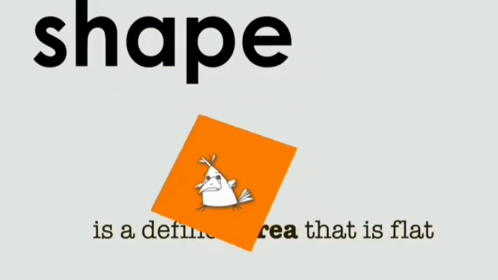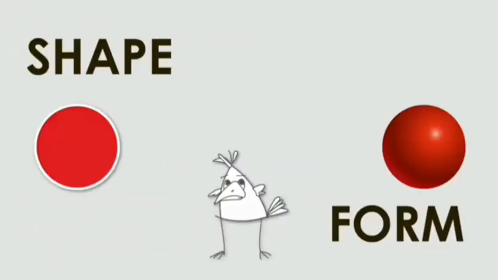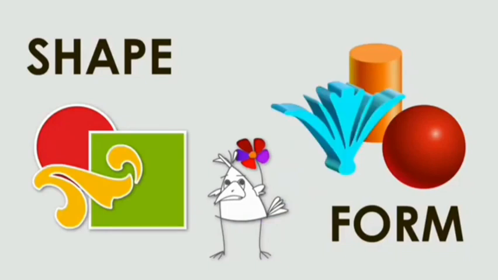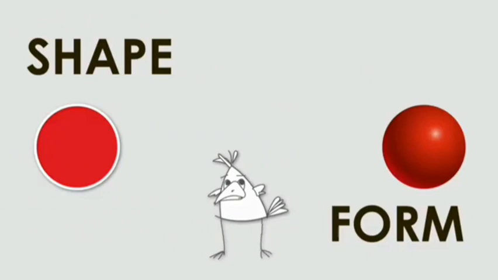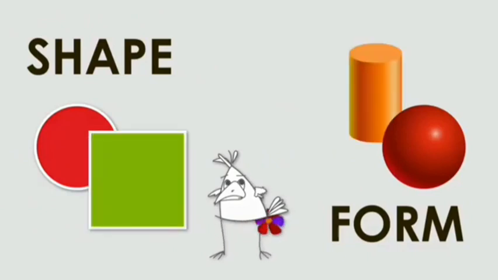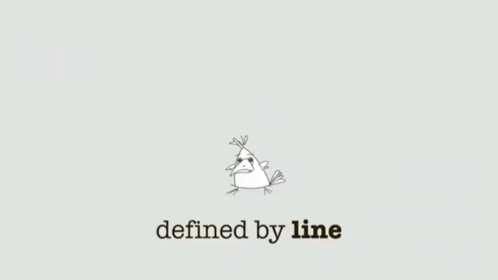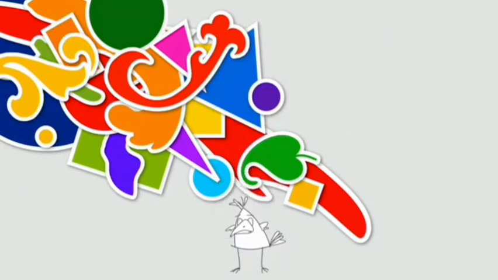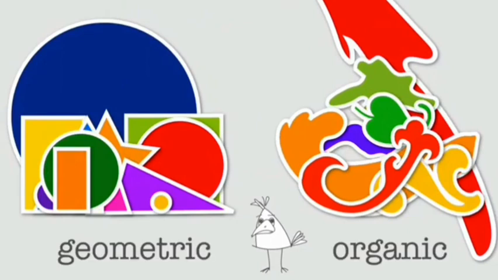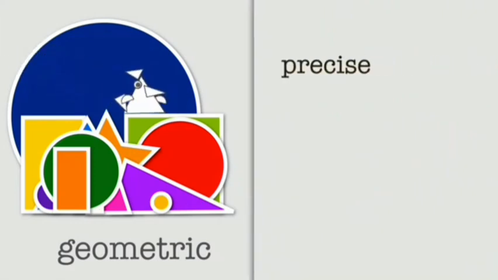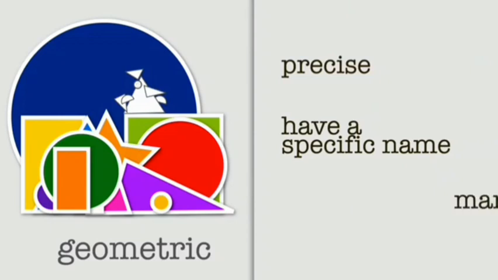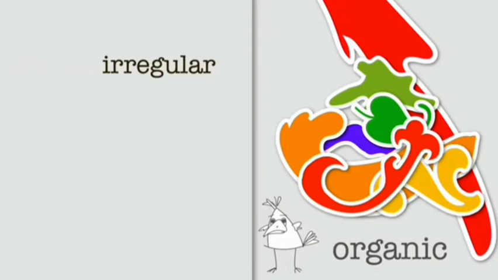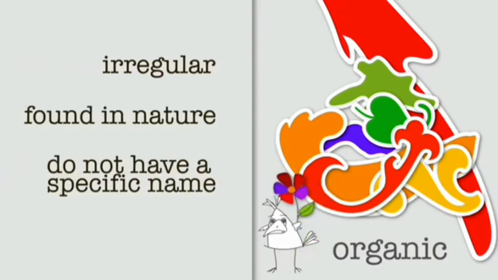Shape is simply a defined area that is flat and it is made up of edges. Examples of shapes include circle, square, rectangle, and so on. And examples of form include cuboid, cone, cylinder, and so on. We have two types of shapes, which are the geometric shape and organic shape. The geometric shapes are shapes that are regular, they are precise. Examples of a geometric shape include square, rectangle, circle, and so on. While the organic shapes are shapes that are irregular, they are found in nature. Examples of an irregular shape include the shape of a leaf, the shape of the hand.